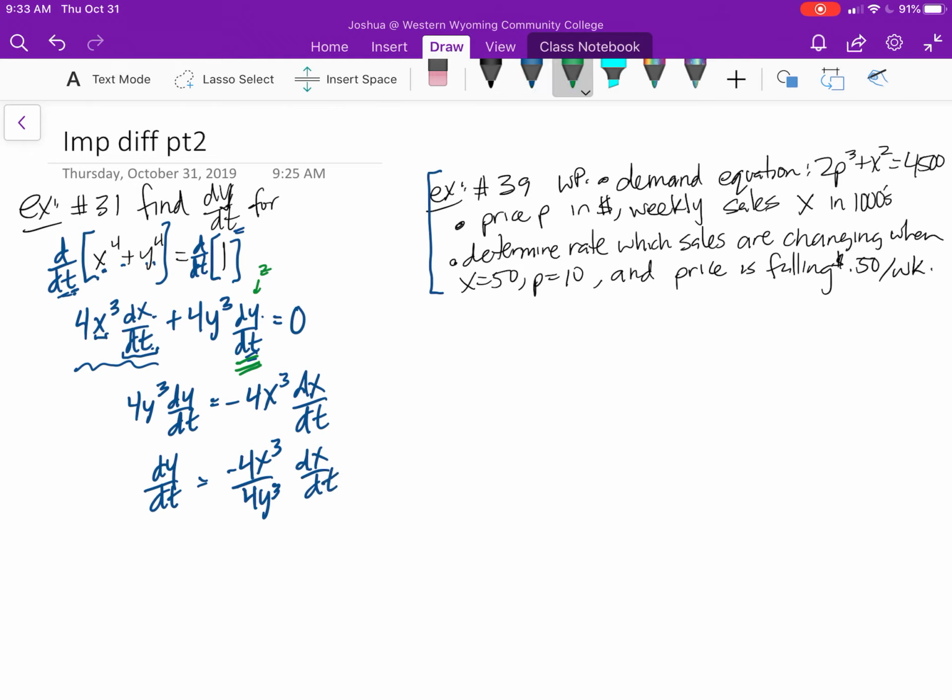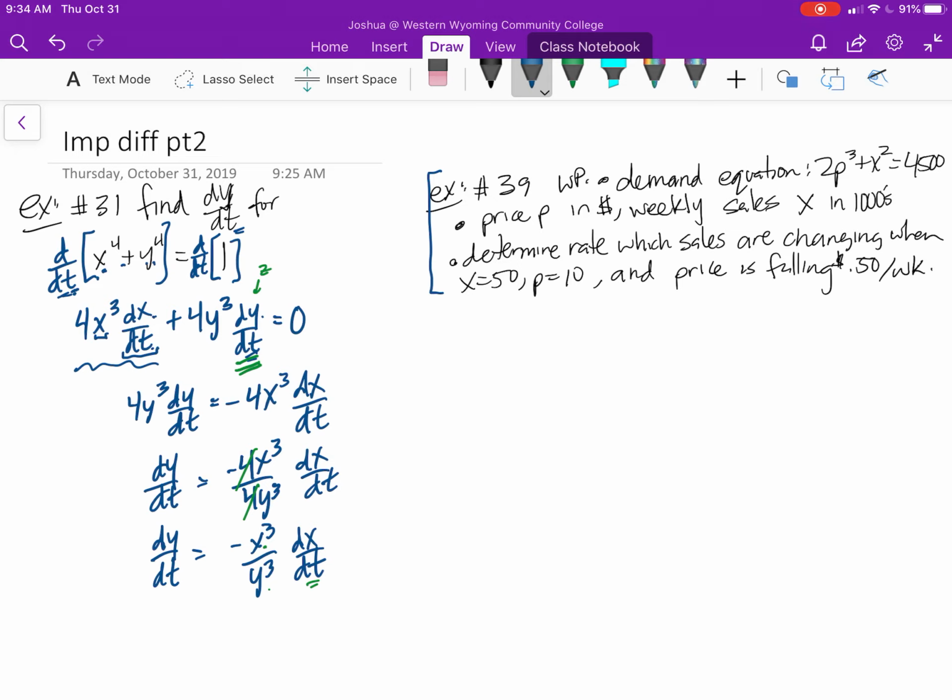Okay, as ugly as this is your answer, with the exception of simplifying, right? Reducing those 4's. Dy dt is negative x to the third over y to the third dx dt. In a word problem, what would probably happen is they'd give us some sort of x, some sort of y, and this rate of change, and that's what we're going to look at in this next example.